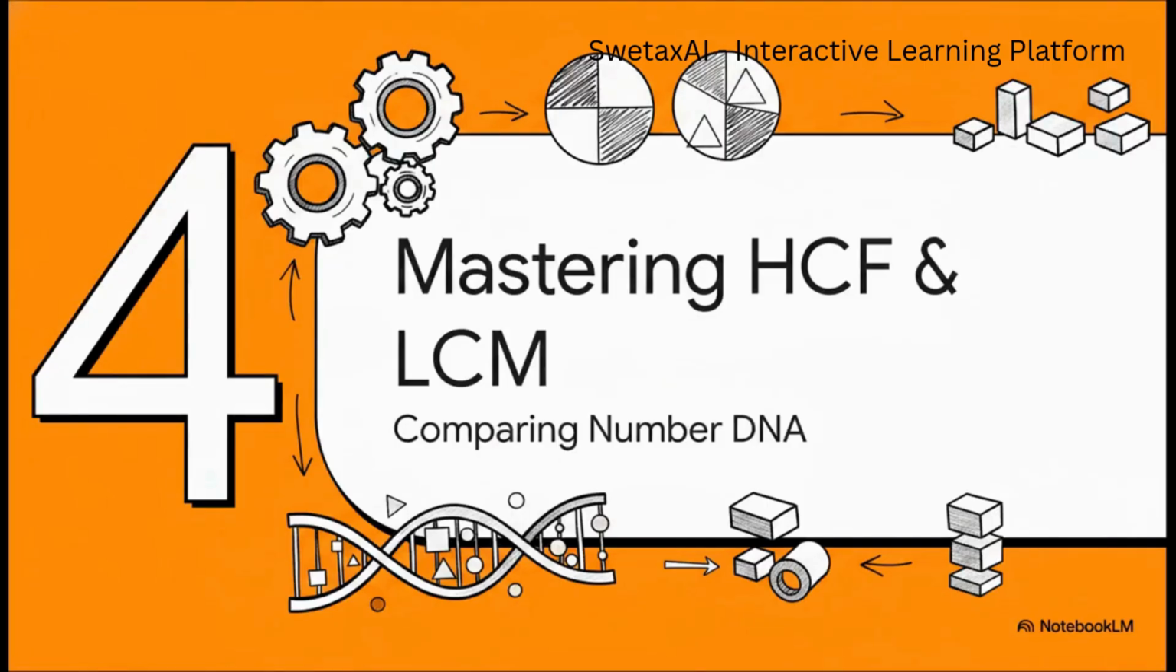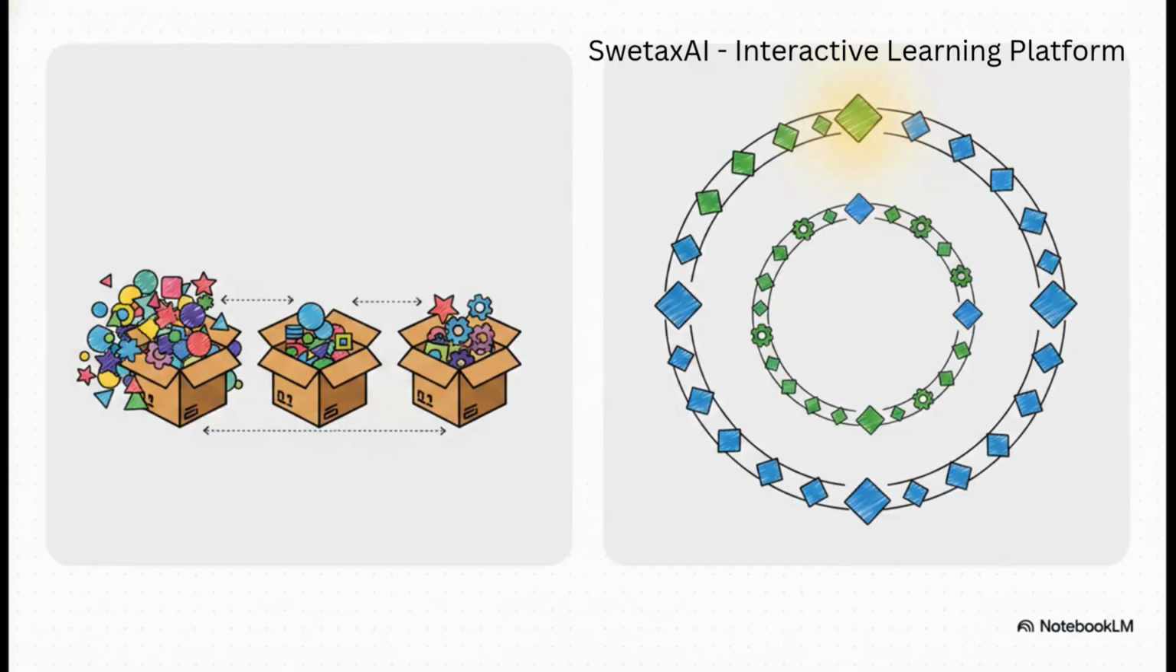Which brings us to section 4, mastering HCF and LCM. All right, time to upgrade to our heavy-duty power tools. This is where we start comparing the DNA of 2 different numbers to see how they interact. We have 2 powerhouse concepts here, the highest common factor, or HCF, and the lowest common multiple, or LCM. The HCF is the greatest number that divides exactly into your given numbers. Think of it as finding the biggest shared building block.